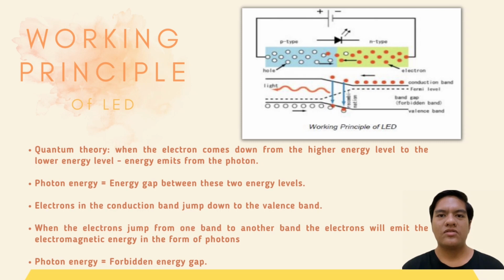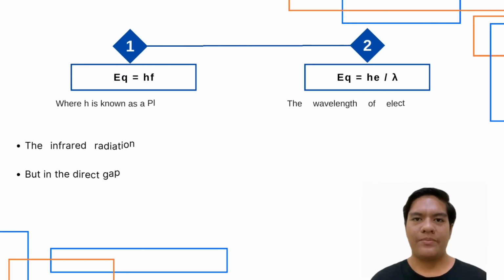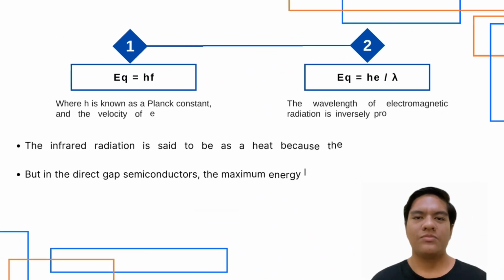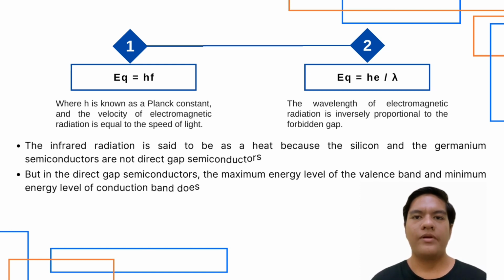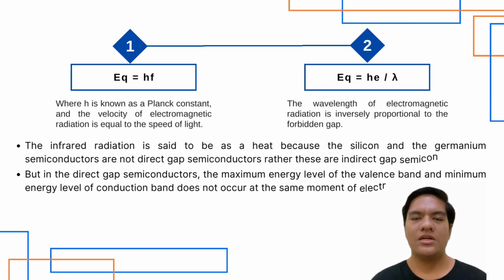When the electrons jump from one band to another band, the electrons will emit electromagnetic energy in the form of photons, and the photon energy is equal to the forbidden energy gap. For example, let us consider the quantum theory. The energy of the photon is the product of both the Planck constant and the frequency of electromagnetic radiation.